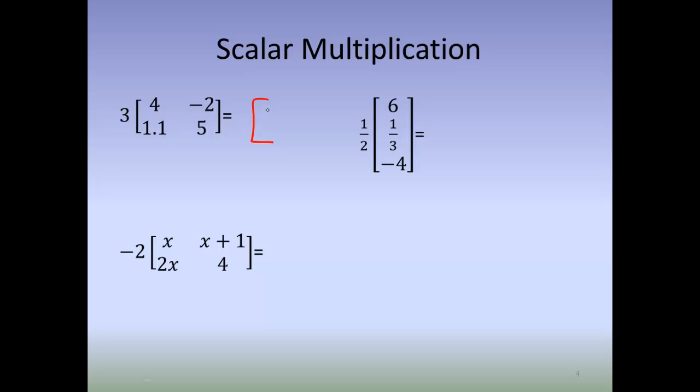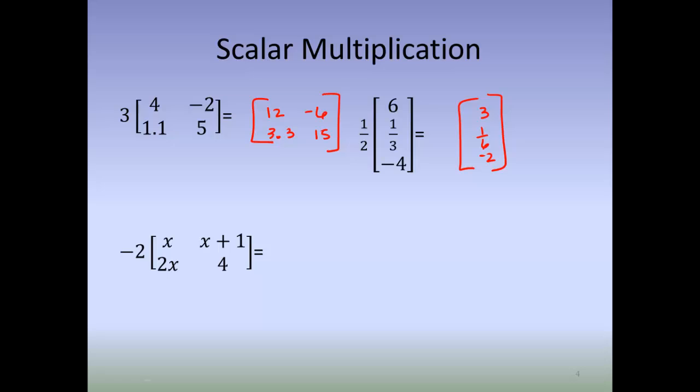So by multiplying, 3 times 4 is 12, 3 times negative 2 is negative 6, 3 times 1.1 is 3.3, and 3 times 5 is 15. This is a use of scalar multiplication. Okay, for this next example, I'm going to be multiplying 1/2 times all of the elements in the matrix. That will give me 1/2 times 6 is 3, 1/2 times a third is 1/6, and 1/2 times -4 is -2.